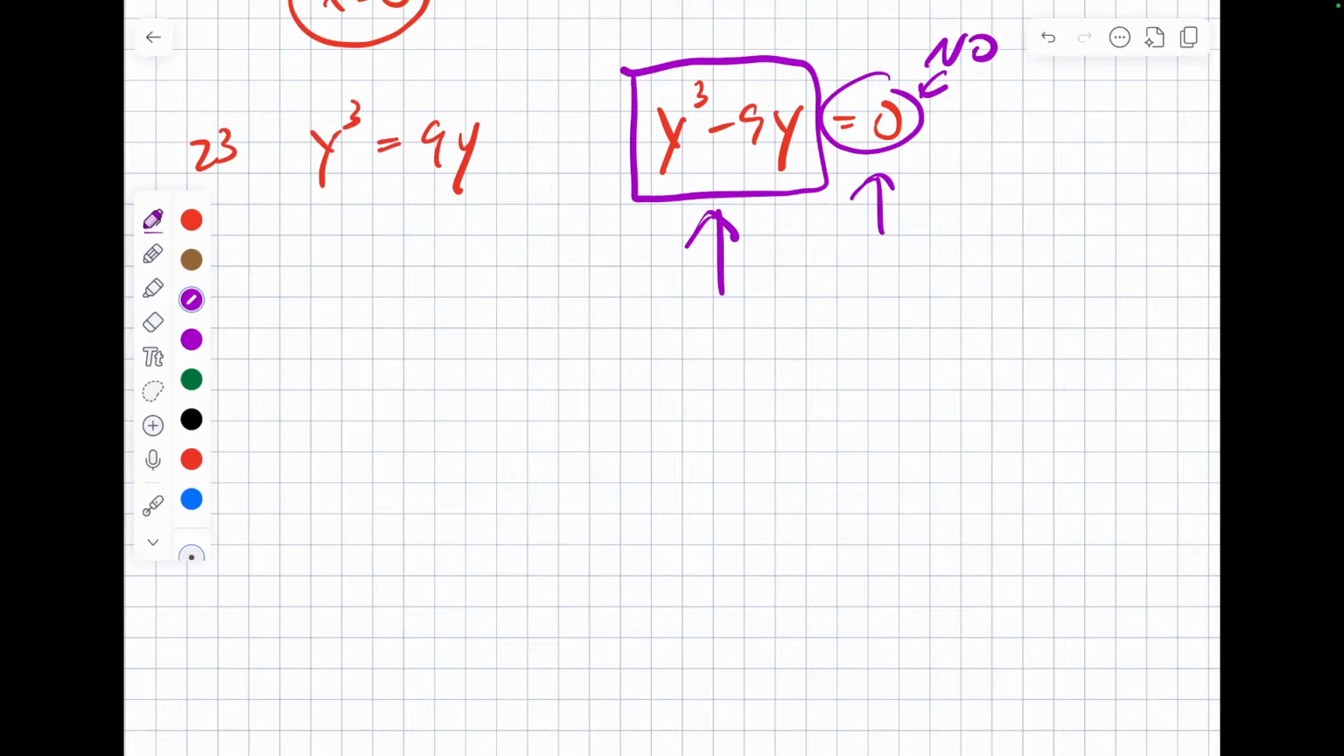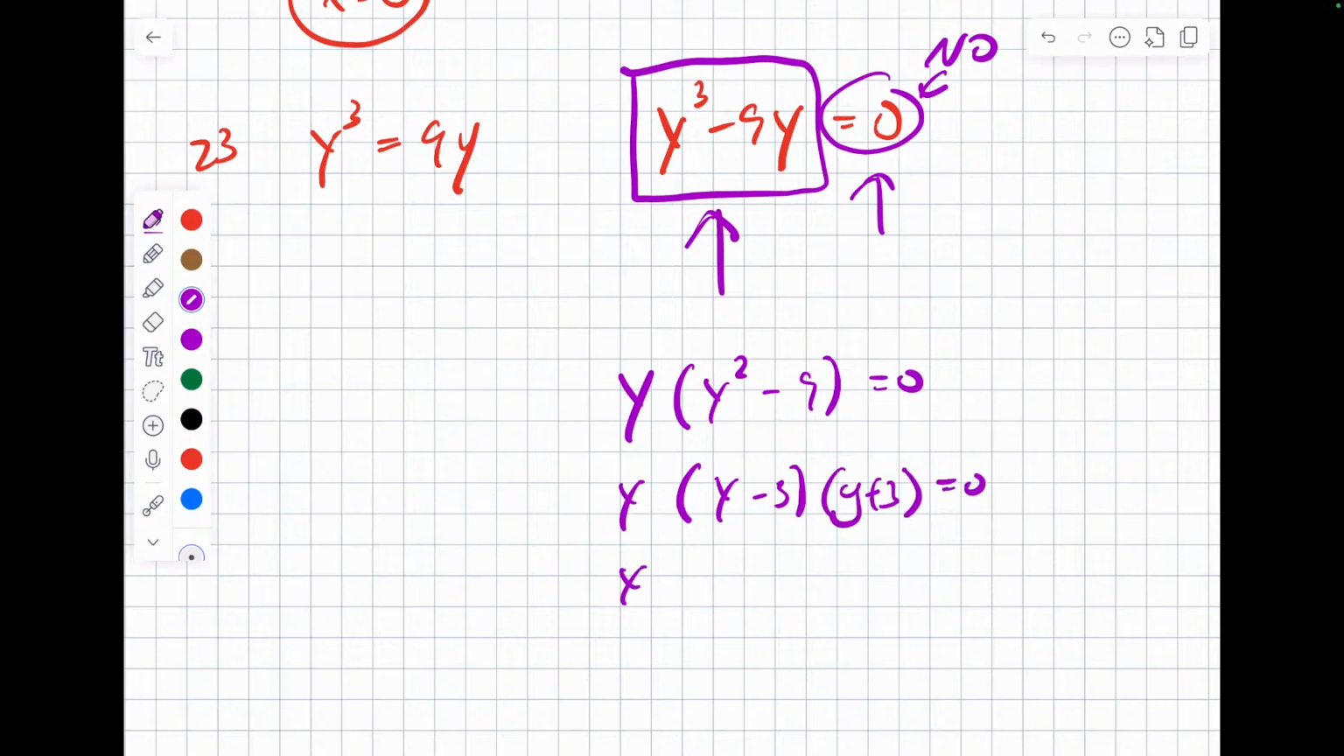So how do I do the math? Well, I can factor out y, so that's going to be y squared minus 9. And that's going to be y times (y minus 3) times (y plus 3) equal to 0. So y equals 0, y equals 3, and y equals negative 3. Is that okay? And that's how you check your answers.